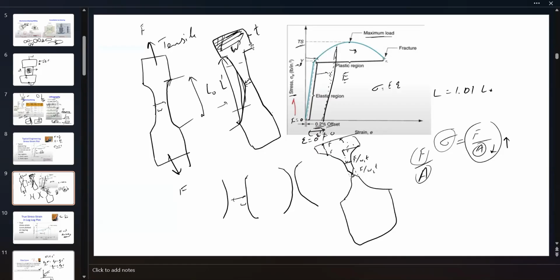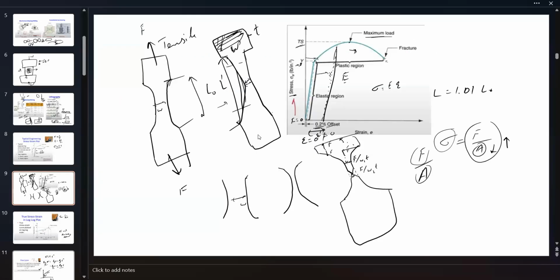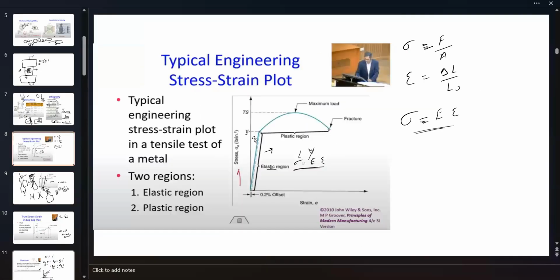And so, if you know the width and the thickness, you can calculate the stress. Stress is just the force per unit area. So, if you know the width and the thickness, you have the cross-sectional area. So that's the stress, vertical axis, and the strain is just the new length L dash minus L naught, divided by L naught. How much your length is increasing? That's the strain.